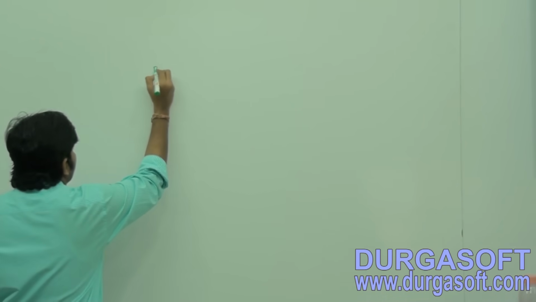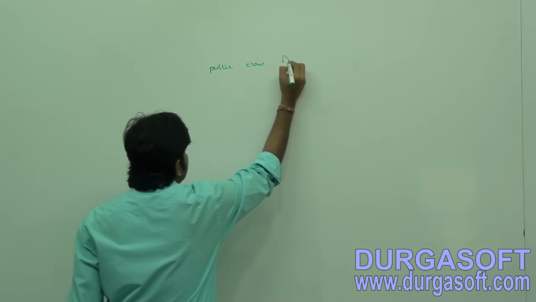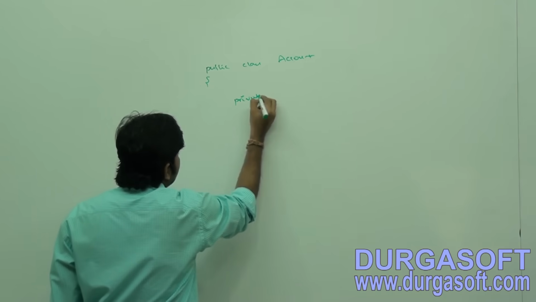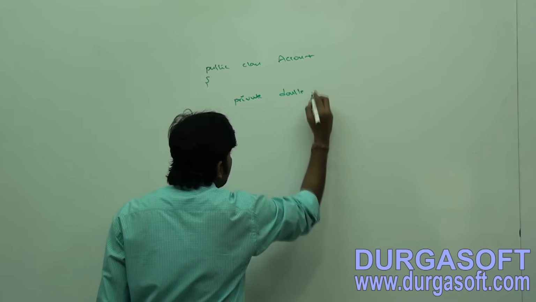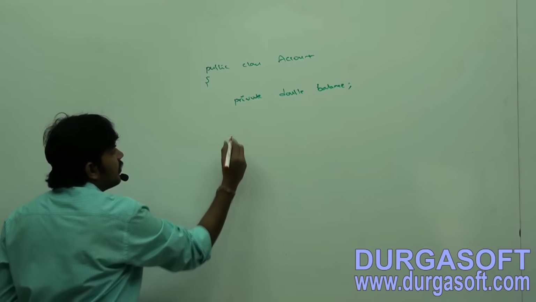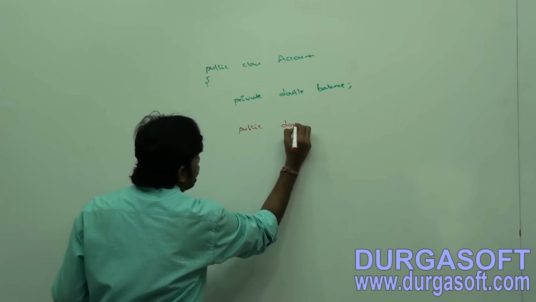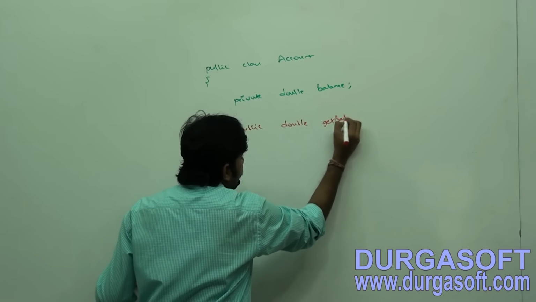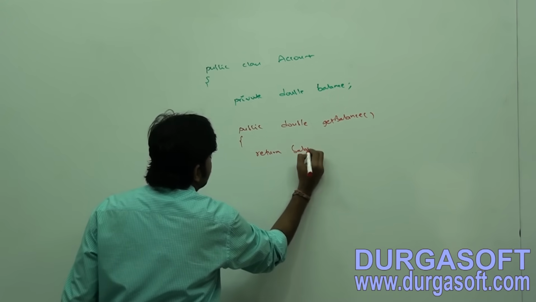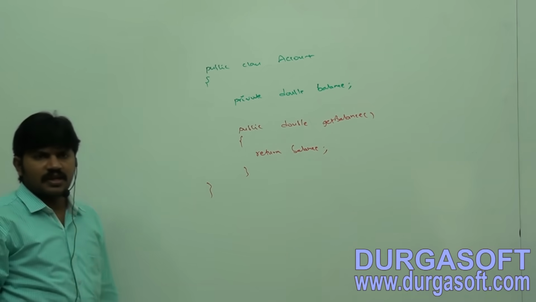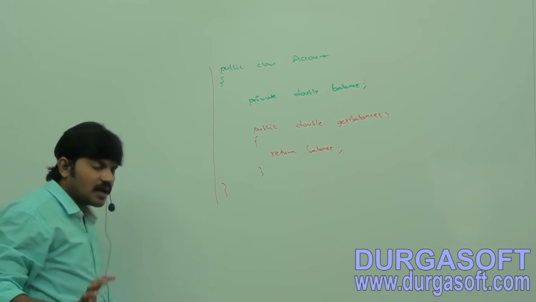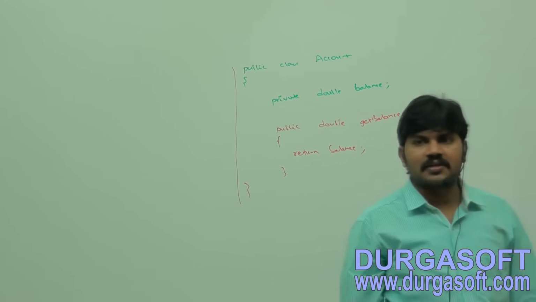Best example here: sir, I have public class Account. Private double balance. Like that I'm taking. Then I have public double getBalance, which returns balance. Are you getting the point? Okay, can you tell me, is it a tightly encapsulated class or not?